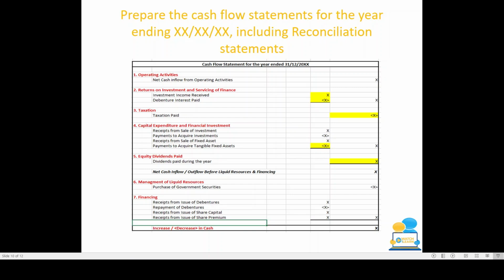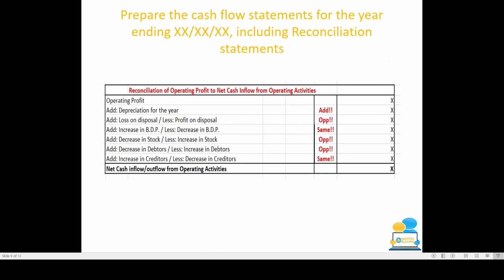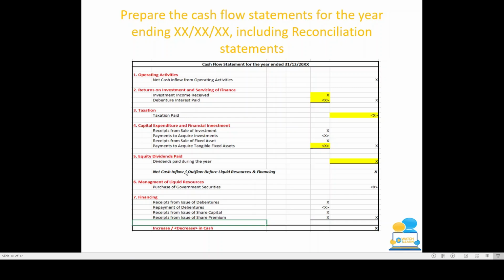Now, the actual cash flow itself. The cash flow itself has 7 headings. Usually you would add up the first 5 headings, and then you would include the next 2 headings to give you your increase or decrease in cash. So the first thing is operating activities. The first thing here is your net cash inflow from operating activities, and you would have got that from the previous part of the question. Net cash inflow or outflow from operating activities: if it's an inflow, it's a plus figure. If it was an outflow, it would be a negative figure.